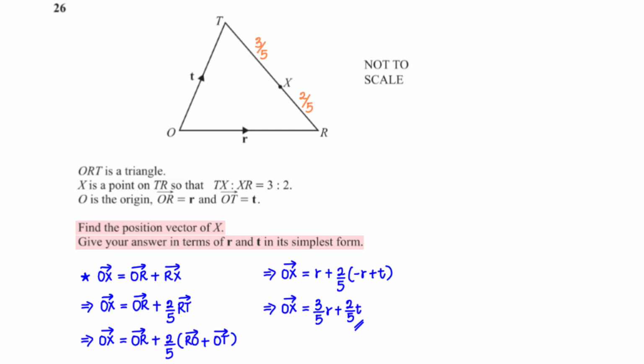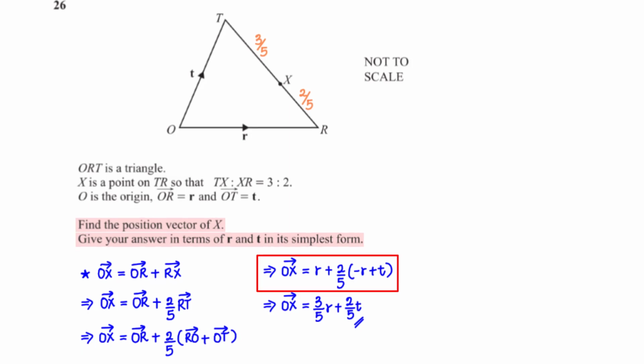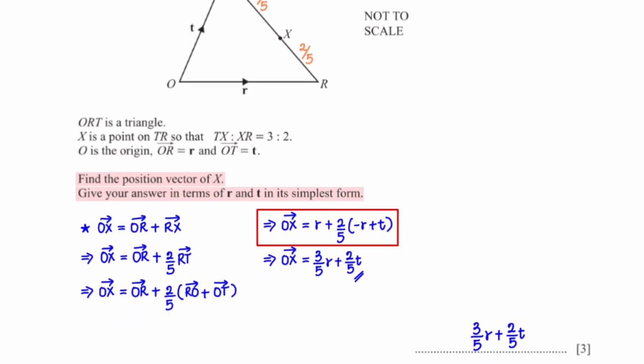The position vector of X is the same as vector OX. OX can be expressed as OR plus RX. From the given ratio, RX is 2/5 of RT. RT is RO plus OT. OR is R, RO is negative R, and OT is T. When we expand the brackets and group like terms, we have 3 over 5R plus 2 over 5T.